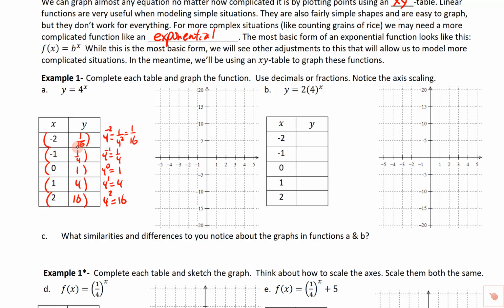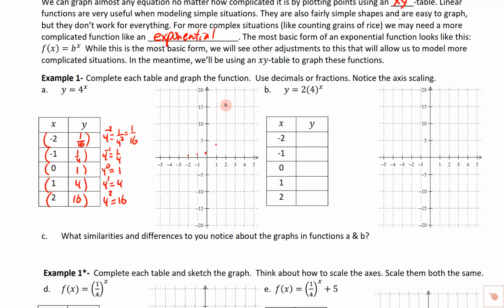Let's do -2 and 1/16. So -2 and 1/16 would be barely above the x-axis. In fact, that's probably a little bit too high. And then 1/4 would be about right here. And then 0, 1, that's going to be about right there. So not very interesting so far. And then we graph 1, 4, so over 1 and up 4, so about right there. So a bit of a bend right here. And then 2, 16, so over 2 and up 16, so we get something that looks like that.